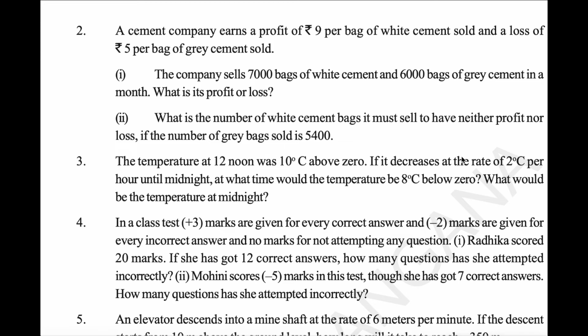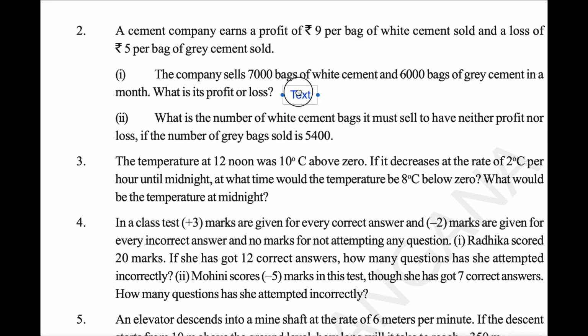9 minus 5 is 4. 4 into 6,000 is 24,000. Okay. 24,000 plus 9,000. 24 plus 10 is 34, so 33,000 is the profit.